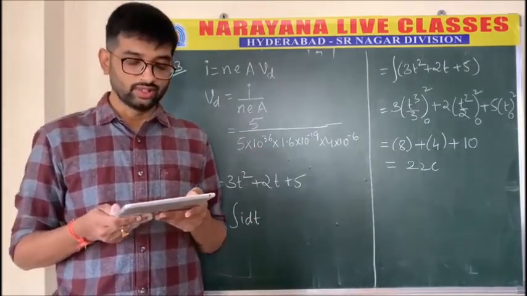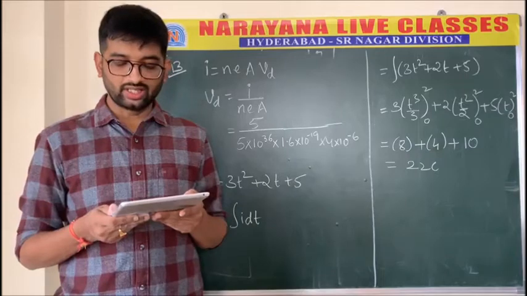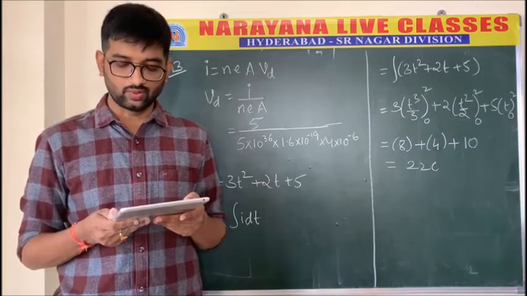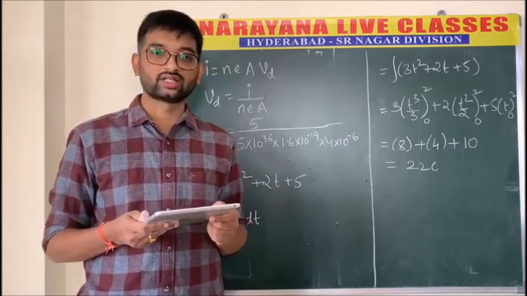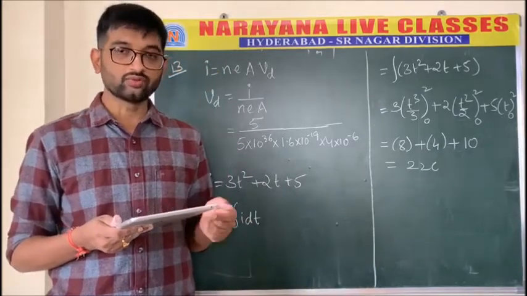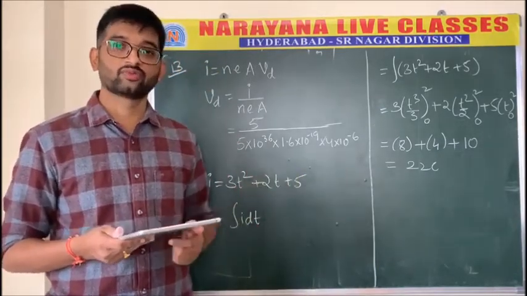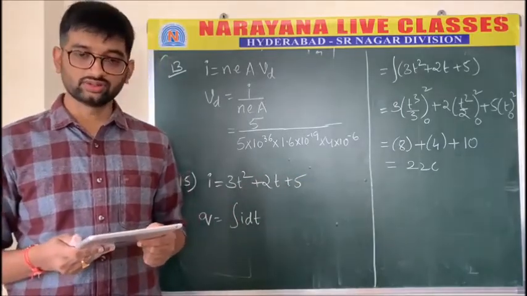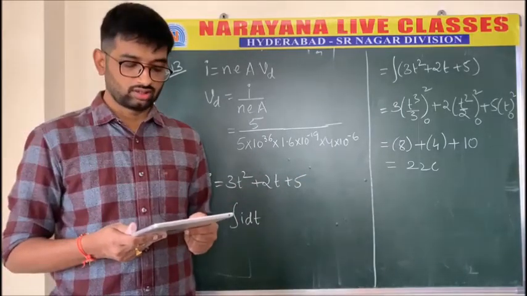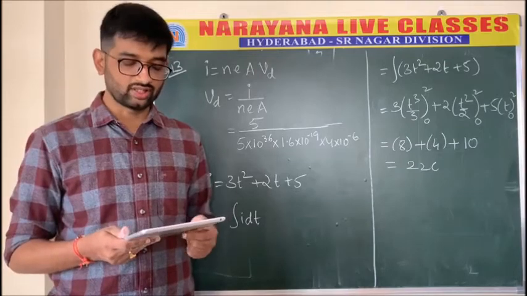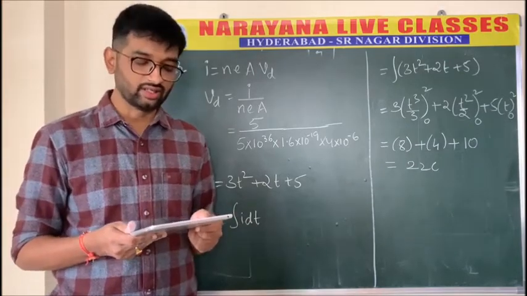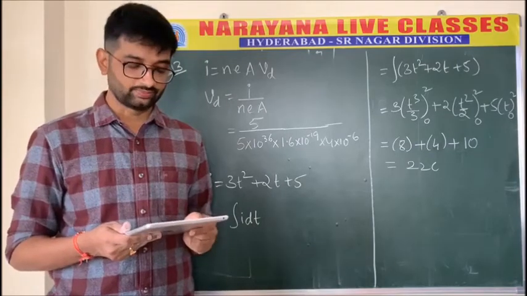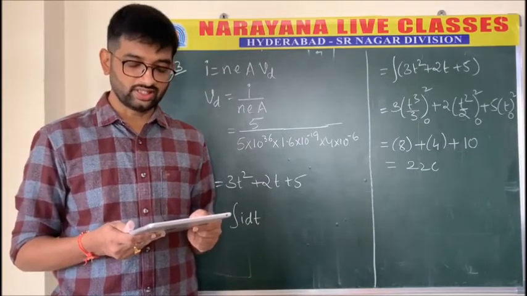Problem number 14. A steady current flows in a metallic conductor of non-uniform cross section. The quantity or the quantities which are constant along the length of the conductor is or are. So we know across non-uniform cross section, when a steady current flows, electric current is constant, whereas the rest of the things given in the options like drift velocity and electric field depend on the area of cross section. So only current remains constant, that is the fourth option.